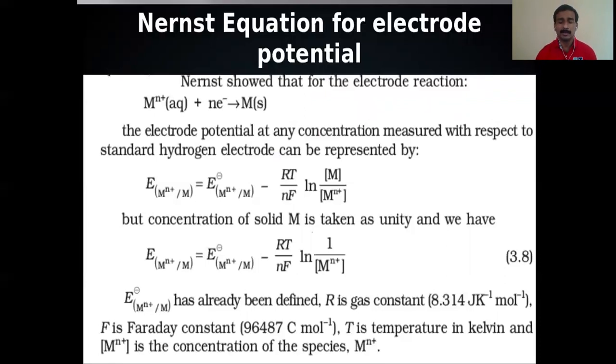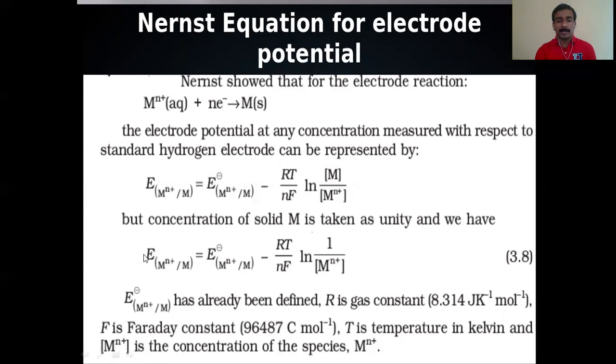We are going directly to the Nernst equation. There is no derivation of the Nernst equation; we are not going to derive it. If the electrode reaction is Mn+ plus n electrons gives M, then the Nernst equation is E of Mn+/M equals E0 of Mn+/M, the standard electrode potential, minus RT by nF ln of the concentration of M divided by the concentration of Mn+, that is, concentration of product divided by concentration of reactant. But here M is in the solid state, so its concentration is constant. So we can rewrite the equation as E of Mn+/M equals E0 of Mn+/M minus RT by nF ln of 1 by the concentration of Mn+.